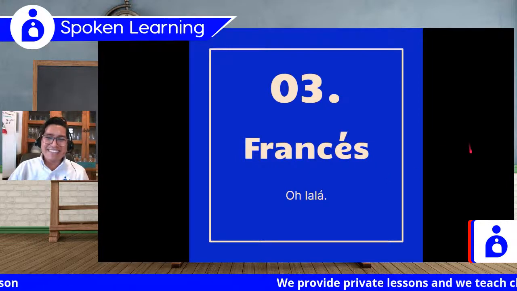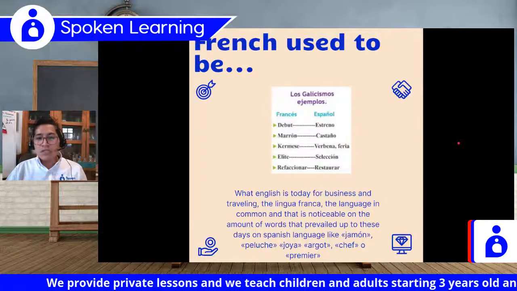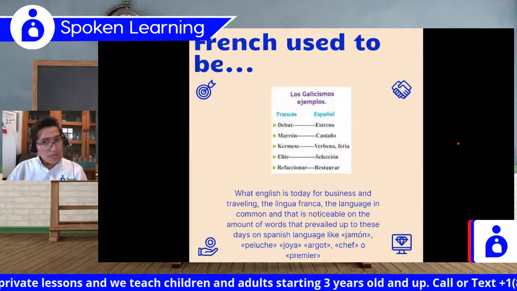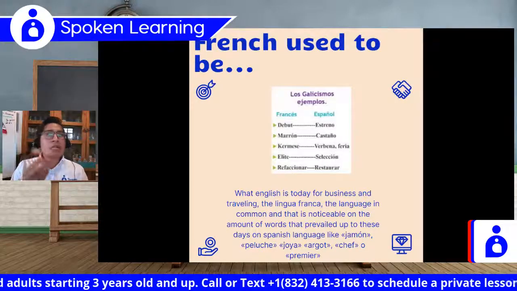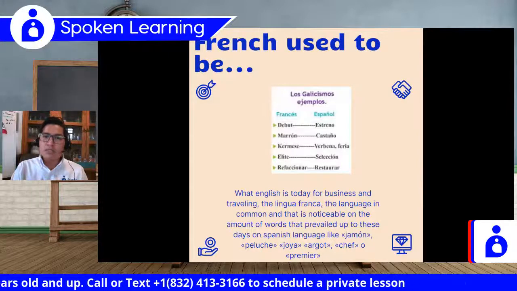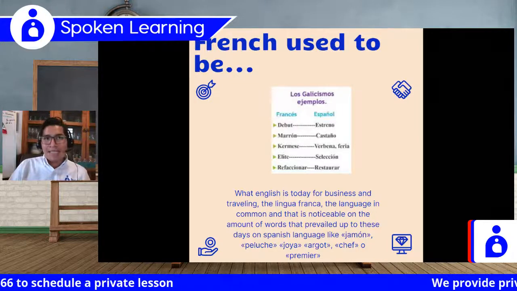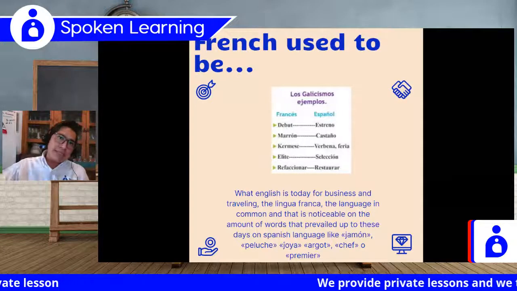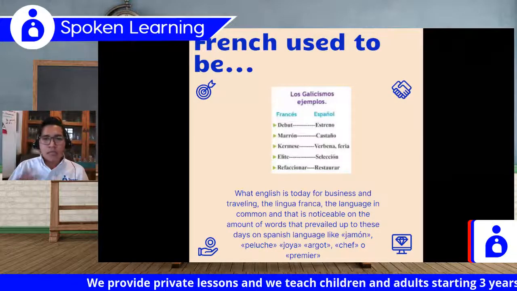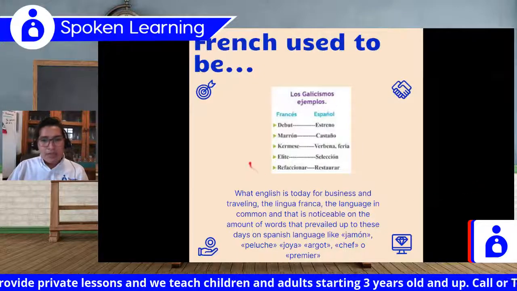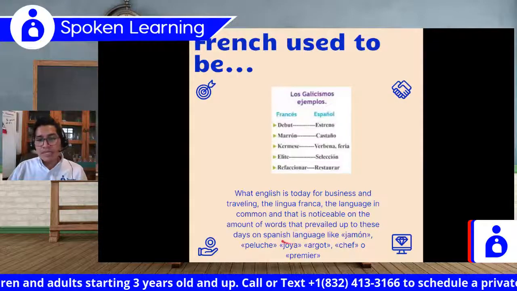Francés, ooh la la. Silly joke, I'm sorry. Francés. French used to be what English is today for business and traveling, the lingua franca. What is the lingua franca? The language in common that you can find that a lot of people speak. It is not the most spoken language in the world. That is Chinese, and it's going to keep being for a long time. Remember, number 2 is Spanish. But English is very common to be found in different places, and there is somebody who is going to understand a little bit of English at least. So it is the lingua franca of these days. The language in common, and that is noticeable in the amount of words that prevailed up to these days in the Spanish language.